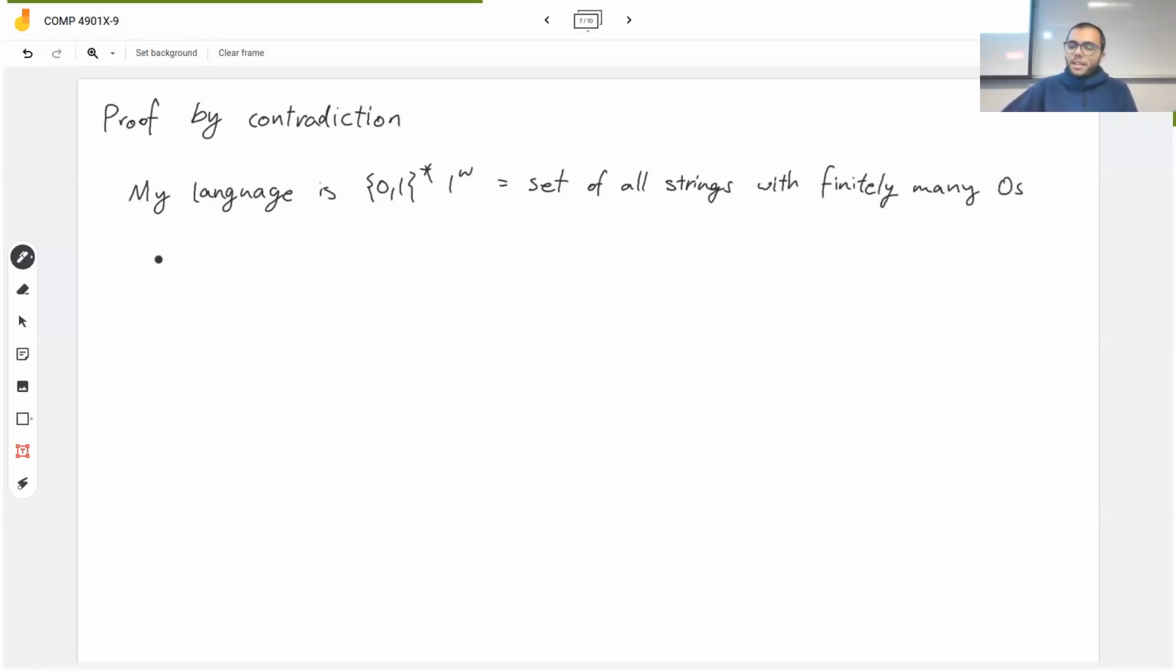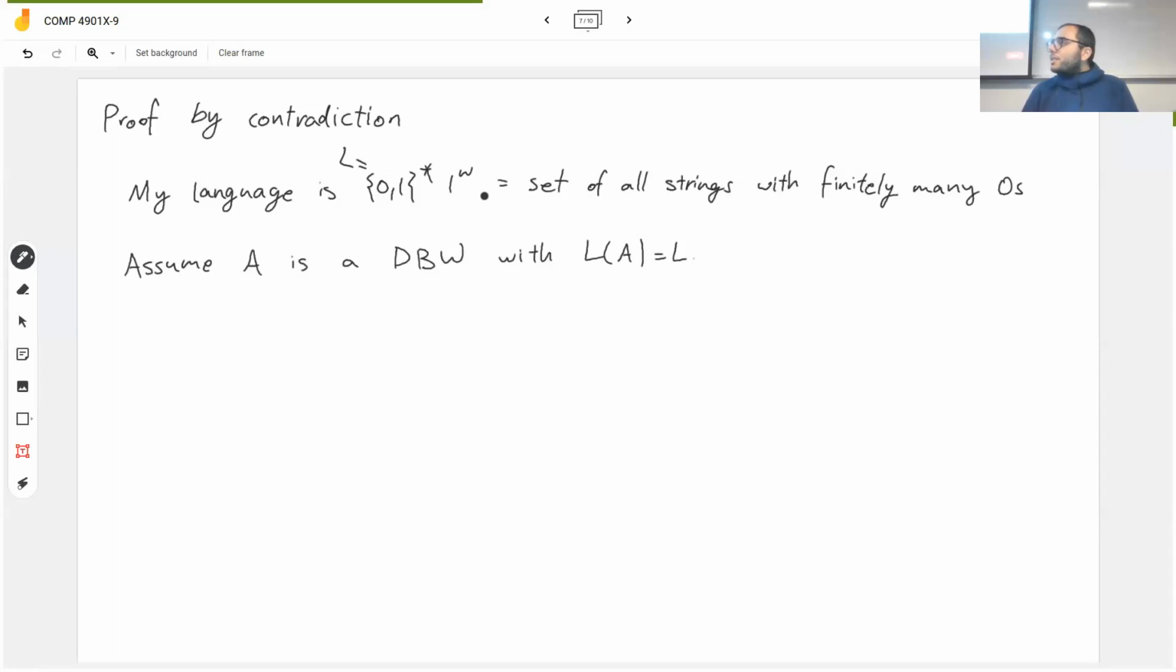Okay. Now let's just assume that there is a deterministic Büchi automaton that accepts it. And let me give this language a name. Let's call it L. So assume A is a deterministic Büchi automaton such that the language of A is L. So it accepts exactly these strings.